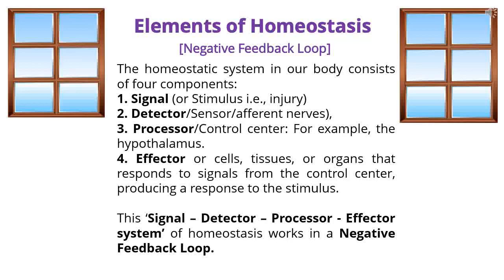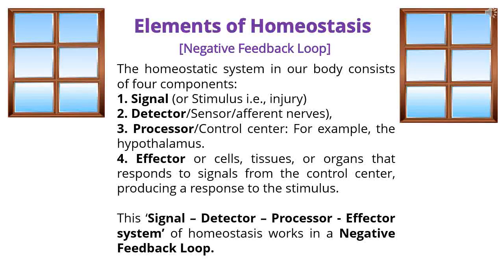Elements of homeostasis. If something must be maintained in the body constantly within a normal range, there must be a control system or a processing unit. Therefore, the homeostatic system in our body consists of four components: signal or a stimulus, detector or sensor, processor or control center, and effector or target tissue.